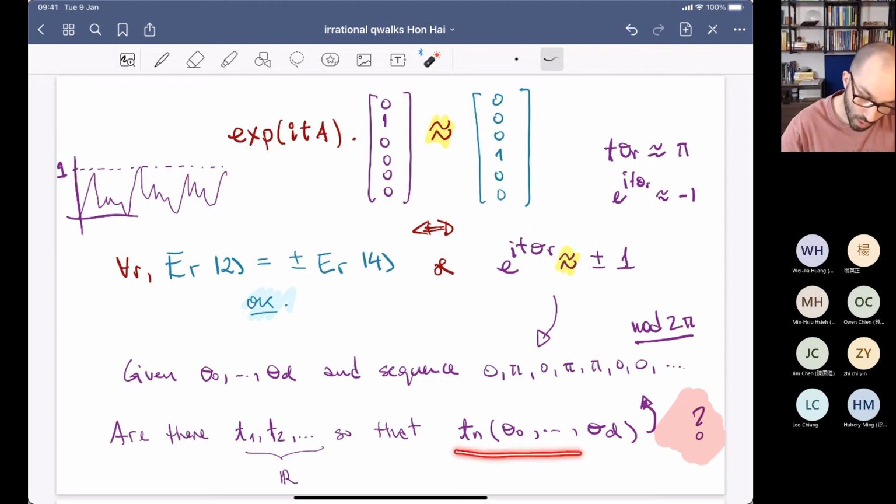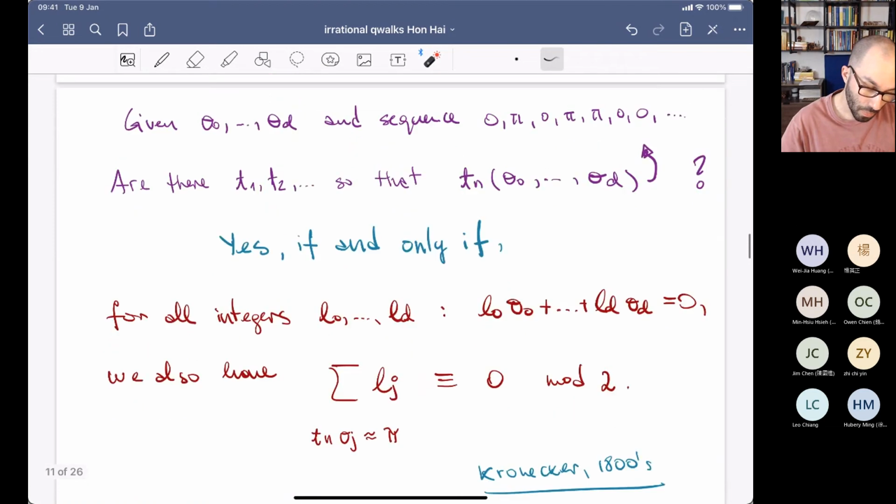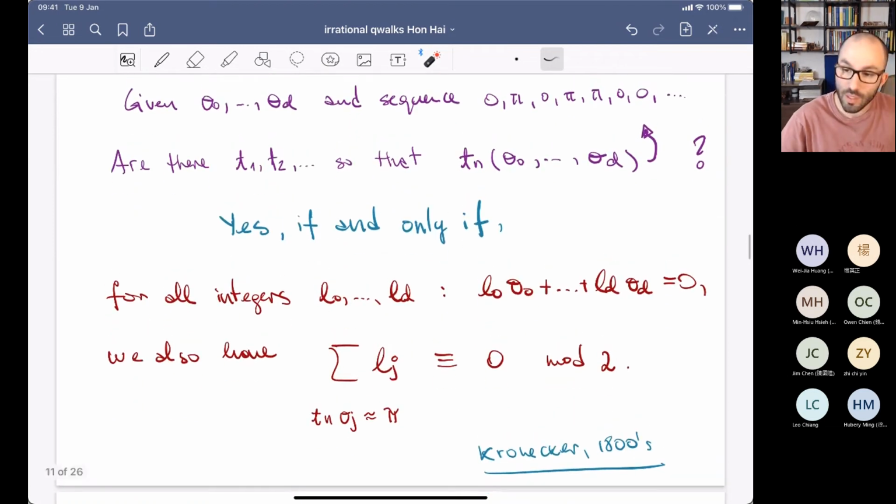So this is the main question: whether or not you can find real numbers such that when you multiply the sequence of eigenvalues, you get as close as you want to 0 or pi modulo 2 pi. Now, there is an answer to this. It dates back to the 19th century. It's a characterization given by Kronecker, which says when this phenomenon occurs: you can find larger and larger values of t so that this approaches this, whichever prescribed sequence you have there.